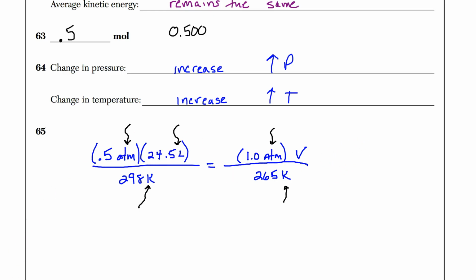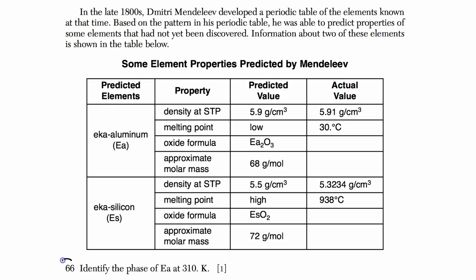On to 66. So we're into number 66 now, and we have this blurb with all kinds of information that looks very, very strange. Again, I tell my students, go read the question first and then see how we can possibly use the blurb. Sometimes you really don't need it. You can cut through all of this information by knowing exactly what you need to solve for. So identify the phase of EA, this predicted element that's kind of like aluminum, at 310. So we want to know what its phase at 310 Kelvin is.